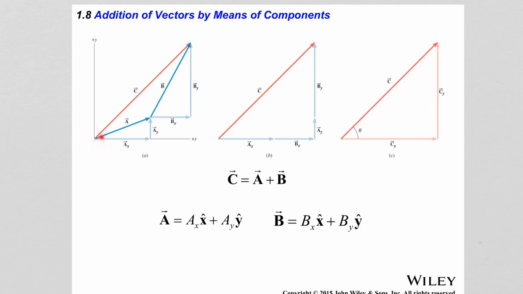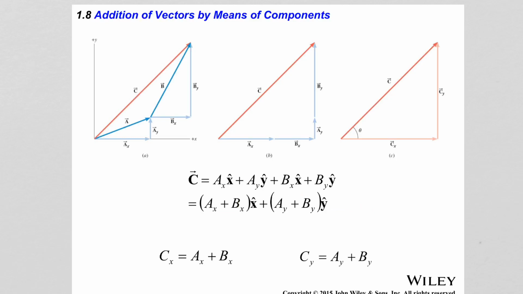So vector A can be written in unit vector notation as ax times x hat plus ay times y hat. And vector B in unit vector notation can be written as bx x hat plus by y hat. And so then I can substitute in the above equality right here, C is equal to A plus B. So A is replaced with that part, B is replaced with that part. And what that looks like is this: AX x hat plus AY y hat plus BX x hat plus BY y hat.